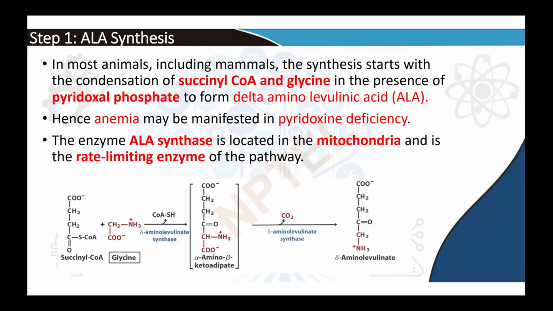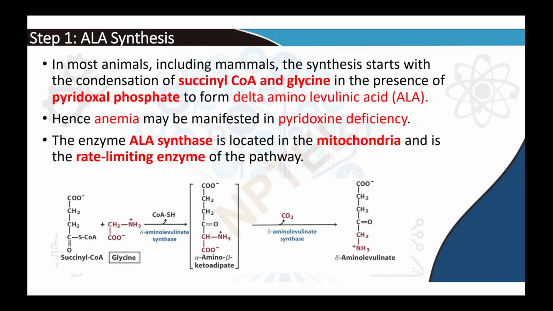So this is the first step in the heme synthesis process where succinyl coenzyme A and glycine both condense together, and the coenzyme A gets released, and the intermediate that is formed is alpha amino beta keto adipate. This alpha amino beta keto adipate, after decarboxylation, becomes delta amino levulinate or delta amino levulinic acid.